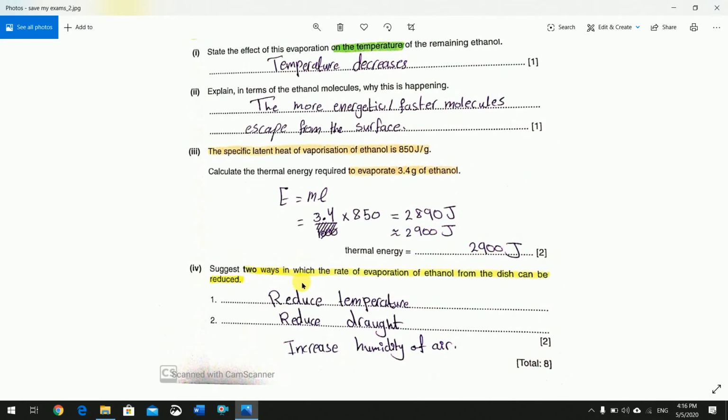Now, suggest 2 ways in which the rate of evaporation of ethanol from the dish can be reduced. So we want the ethanol not to evaporate as much. So we can either reduce the temperature more, or reduce the draught of the dish, and we can increase the humidity of the air in order to decrease the evaporation of ethanol. Okay.